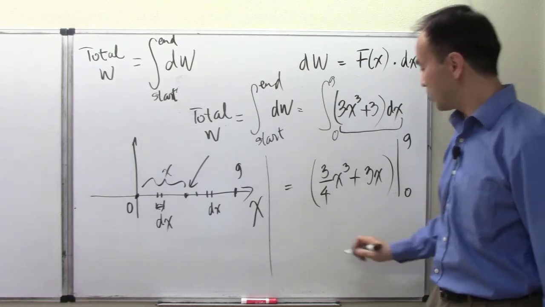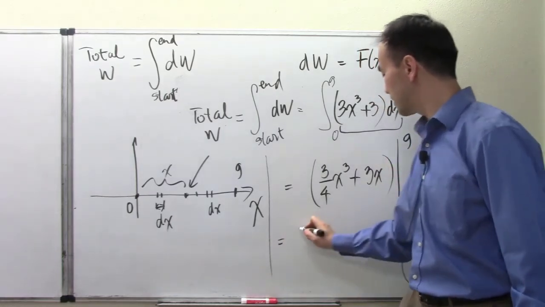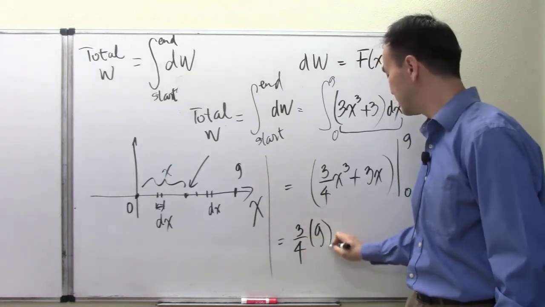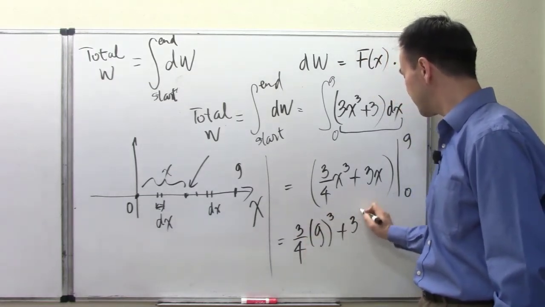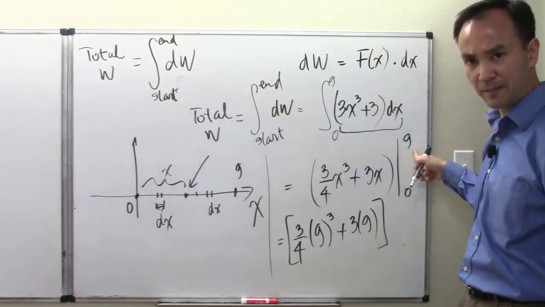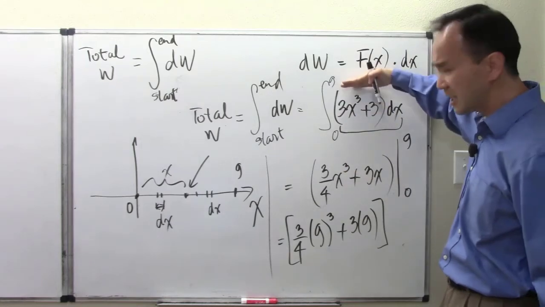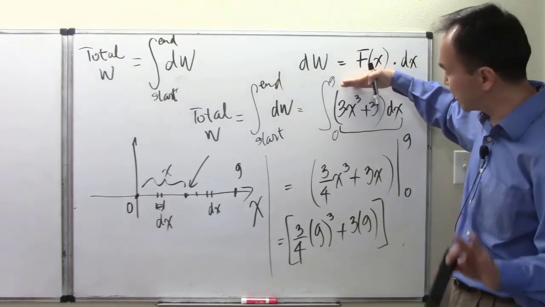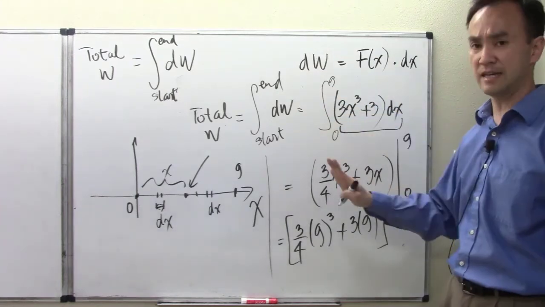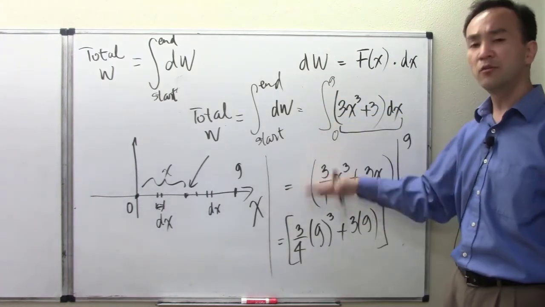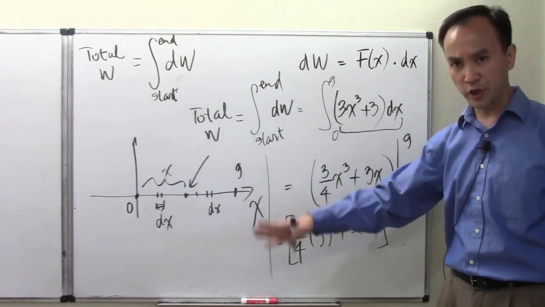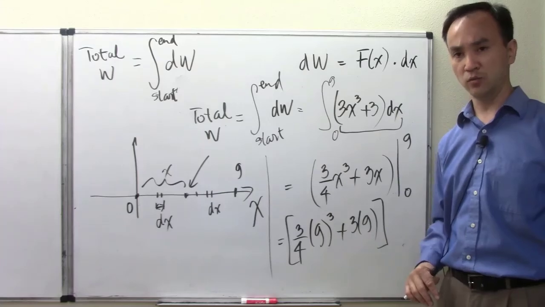All right, and so the work here comes out quite easy. It's 3/4 times 9 cubed plus 3 times 9. This is the antiderivative evaluated at 9, the upper limit of our integral. So once we have successfully completed our integral setup, we treat that problem completely as a definite integral problem, where we have our freedom to use the fundamental theorem of calculus, provided you already knew what the fundamental theorem of calculus is.